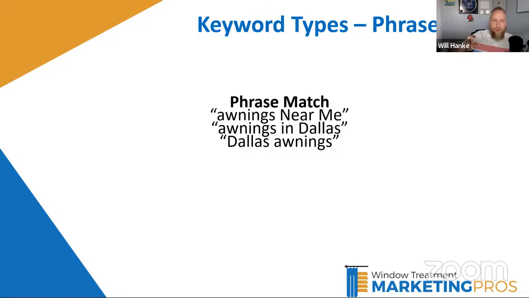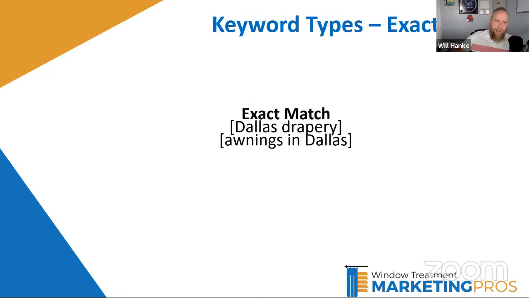So there could be phrases on either side of these, in that kind of a search. Now, the big one here really is the exact match. And that is, I only want my ads to show up when somebody types exactly this. No words on either side. Only when somebody types in Dallas drapery do I want my ads to show up.